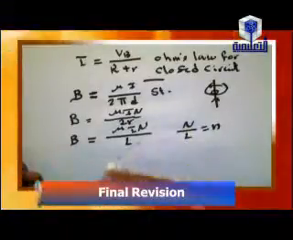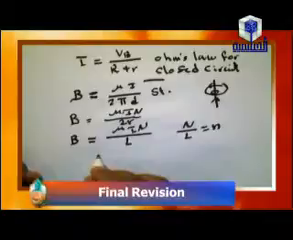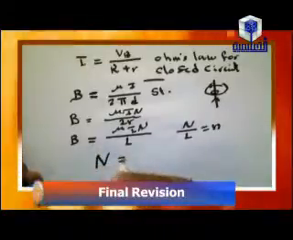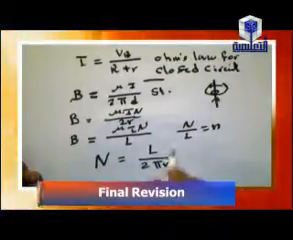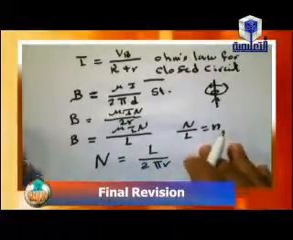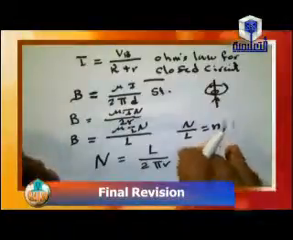And also we can find the number of turns by using this rule: N equals L over 2 pi R. 2 pi R is the circumference of each circular coil. N equals L over 2 pi R.